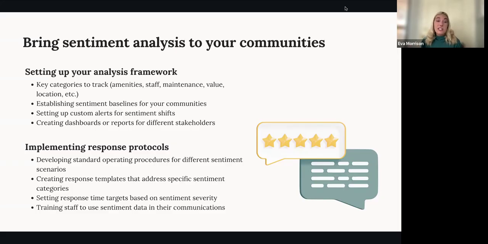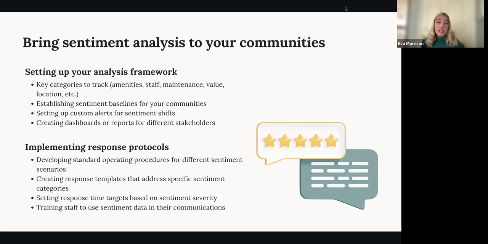Having some templates for our team that address those specific categories makes it easy. They can quickly understand what category this falls into and how to respond to it with a template. That will make their lives a lot easier, and they'll spend a little less time scrambling to respond to these things. They'll be able to pull from templates that already exist, and that can help us get out ahead of these things really quickly.